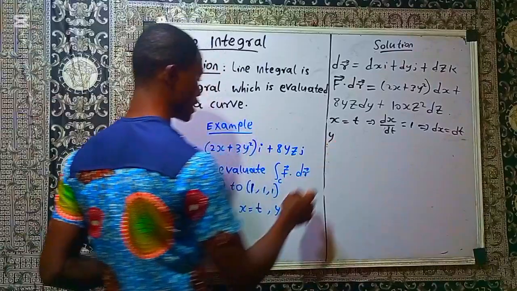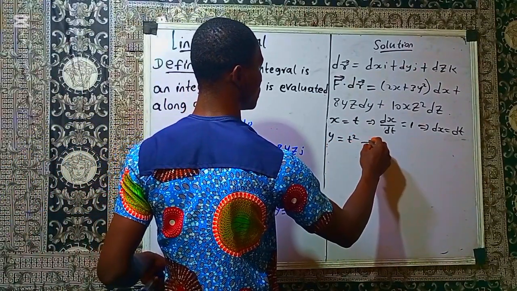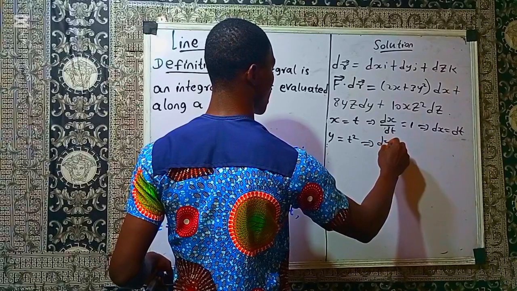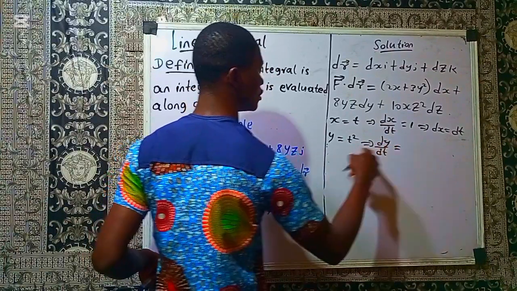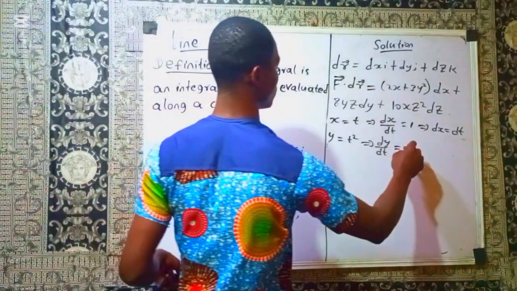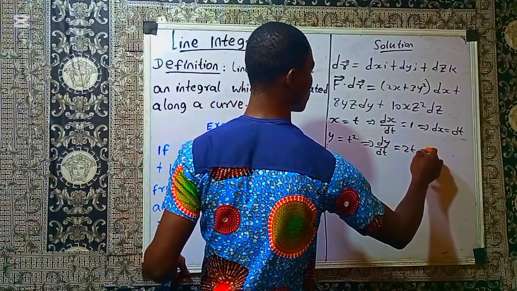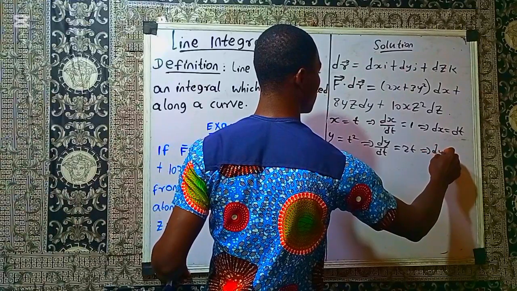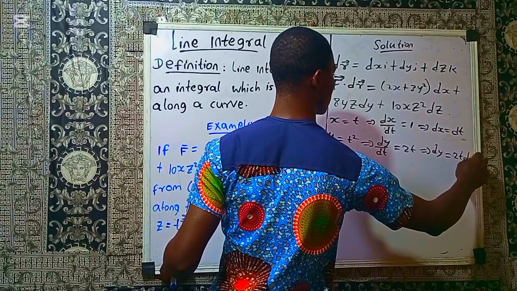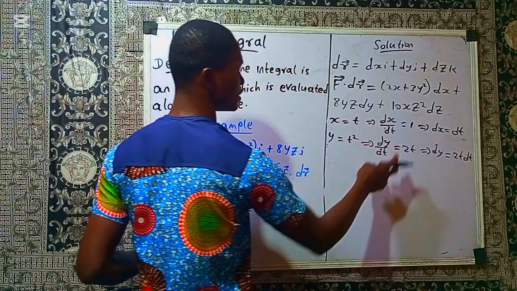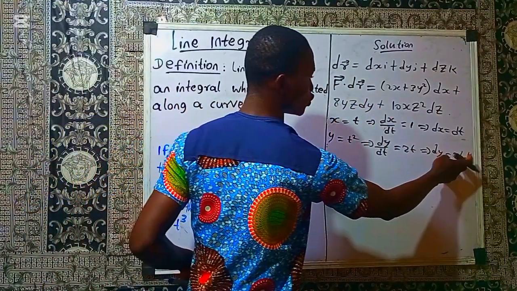And we are also given that y is equals to t squared. Y equals t squared implies differentiating y with respect to t. If you differentiate t squared, you get what? 2t. And if you multiply both sides by dt, you are going to make dy the subject, and dy will be equals to 2t dt. So which means that I will substitute the dy for 2t dt.